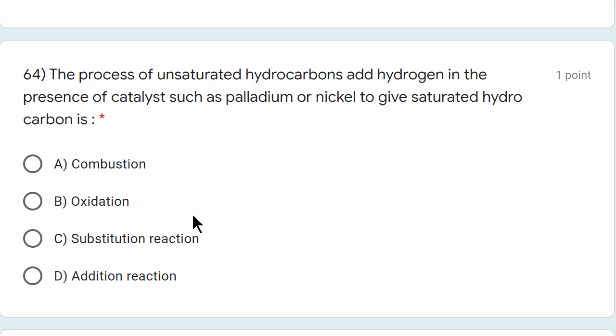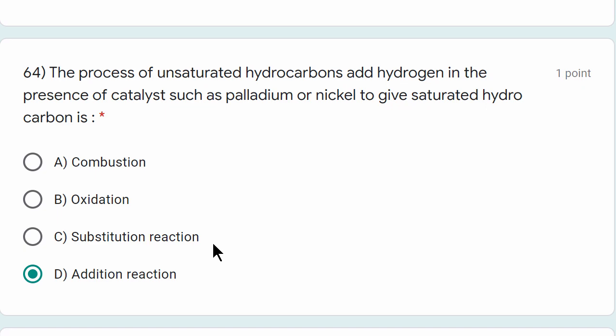Now the process of unsaturated hydrocarbons adding hydrogen in the presence of catalysts such as palladium and nickel to give a saturated hydrocarbon is an addition reaction. Okay, hydrogenation is an addition reaction.